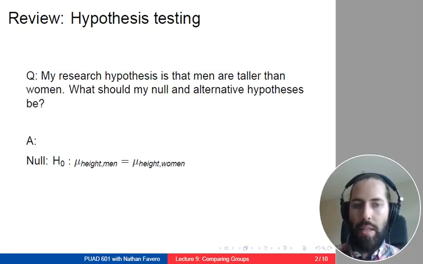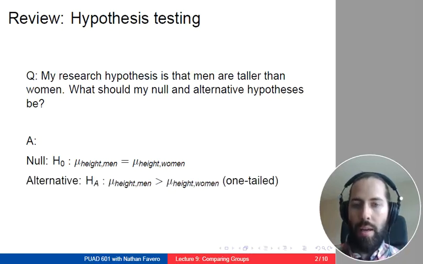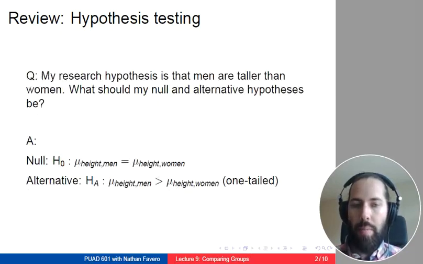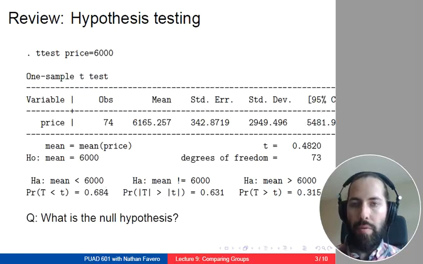What would our alternative hypothesis be then? Well, like I said, the alternative hypothesis is usually going to sound the same as our research hypothesis. So if we write that out formally, we get something like: the average height of men is greater than the average height of women. And notice that this is a one-tailed alternative hypothesis. If we were to write that as a two-tailed alternative hypothesis, then we would say that they're not equal. All right, let's move on to our next review question.